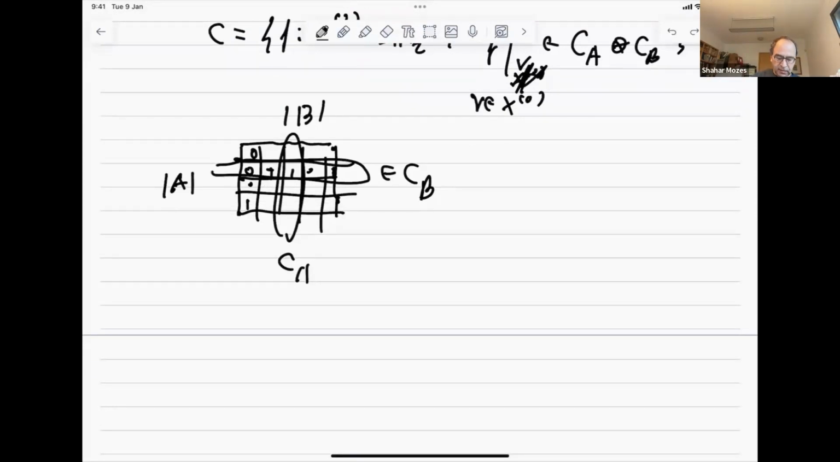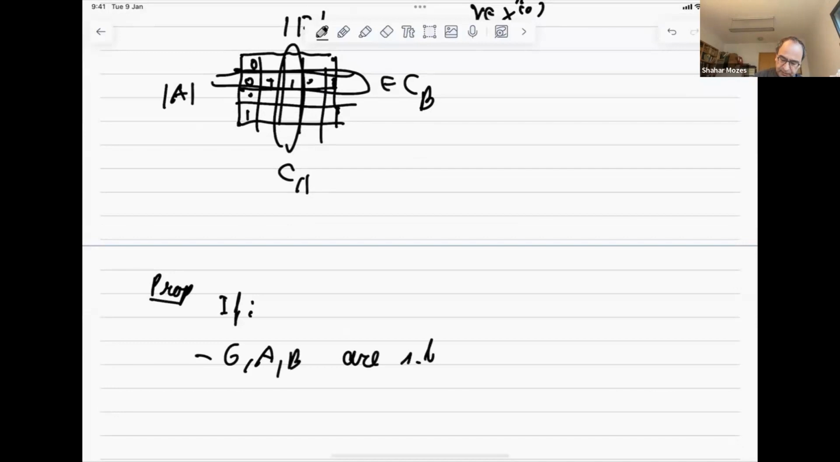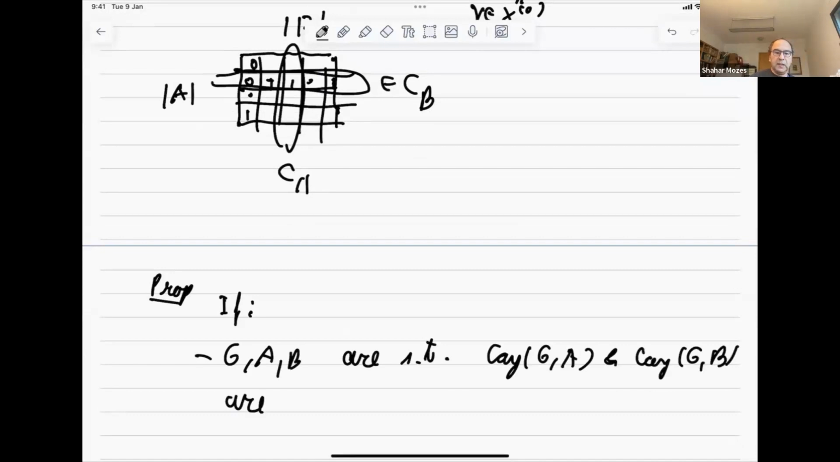The point is the following statement. Proposition: if you want, if G, A and B are such that the Cayley graph of G with respect to A and the Cayley graph of G with respect to B are both lambda expanders.